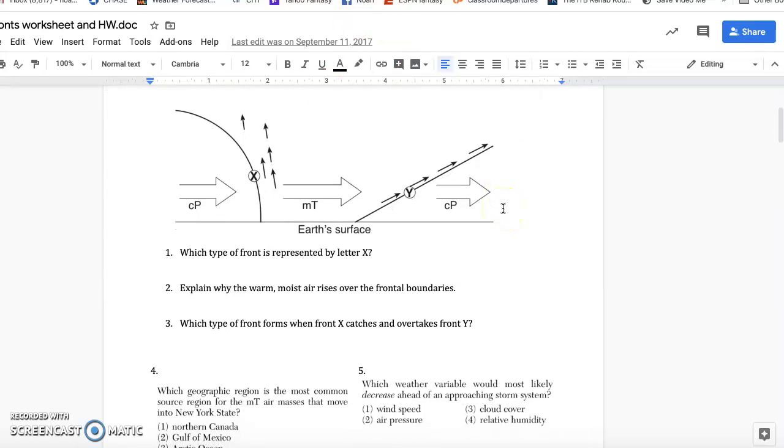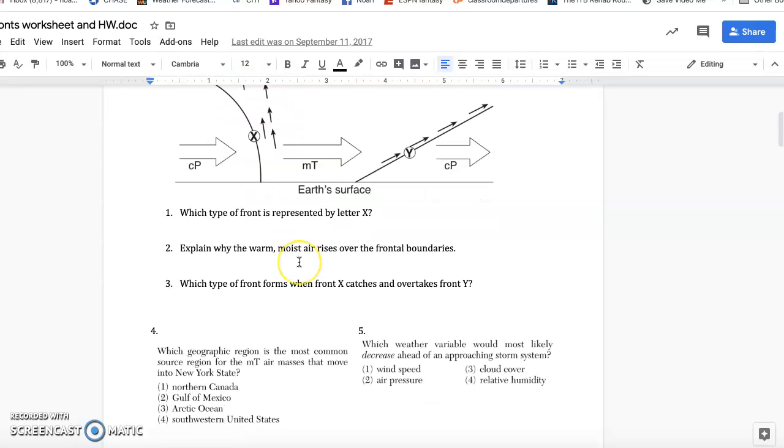And let's take a look at a couple of these. What type of front is represented by X? Okay, that's the same question. We have steep, we got cold air. I think you know that's a cold front. We're going to get heavy precipitation.